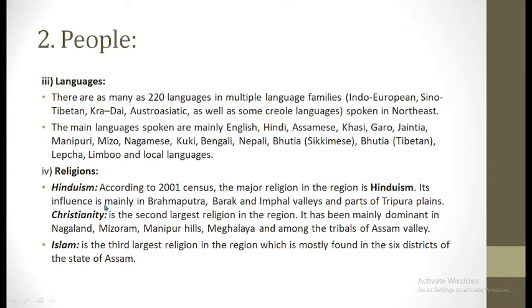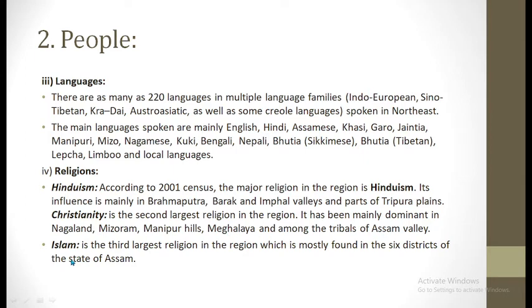When we talk about religion, Hinduism has the maximum followers in Northeast India. It is mainly found in the Brahmaputra Valley of Assam, in the valley of Manipur and Tripura plains. Now, the second most populous religion in the Northeast is Christianity. Christianity is mainly found in Nagaland, Mizoram, and the hills of Manipur, Meghalaya, and among the tribals of Assam.